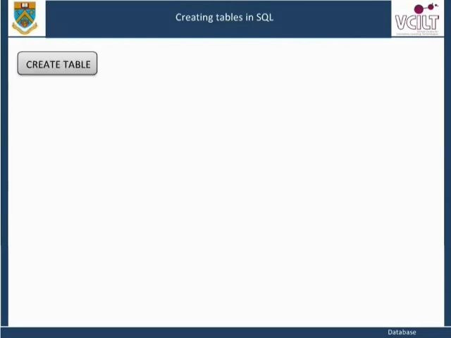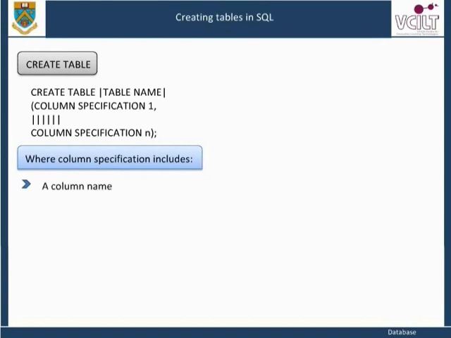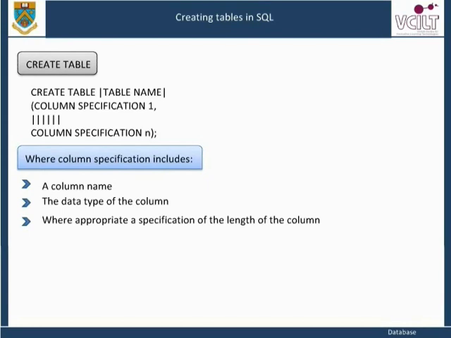The create table statement has a range of different options, and so we shall start by showing a simplified version of the syntax as follows. Where column specification includes a column name, the data type of the column, where appropriate, a specification of the length of the column, an optional indicator of whether or not the column is to contain null values.